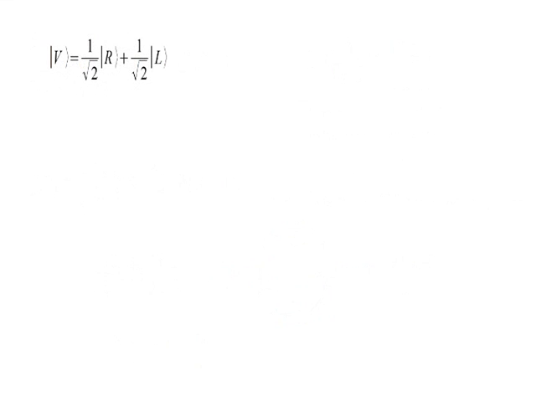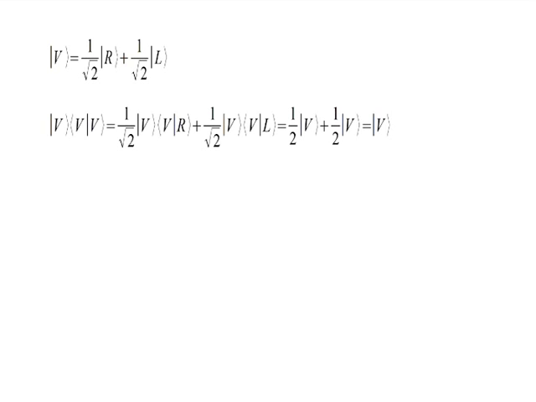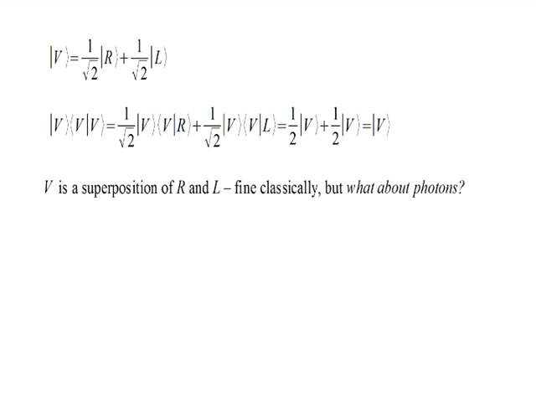It follows that V polarized light, represented as a superposition of R and L polarized light, when put through a V filter, is completely transmitted, as it must be. So our bookkeeping works, and we can indeed say that the V state is a superposition of the R and L states. And again, this makes complete sense mathematically and classically. But again, what about photons?